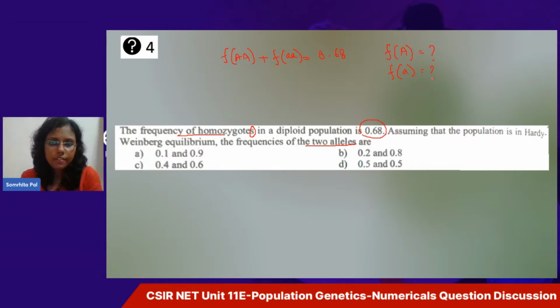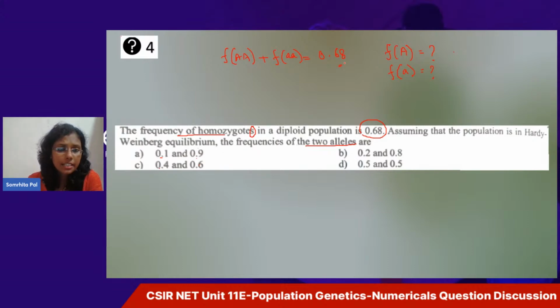This is a tricky question. In questions like this, you have to go in reverse order. That means back calculation. Use back calculation to get to the answer. Look at the options. The frequency of small a is given to you, right? Put the frequency and see if you're getting to 0.68.